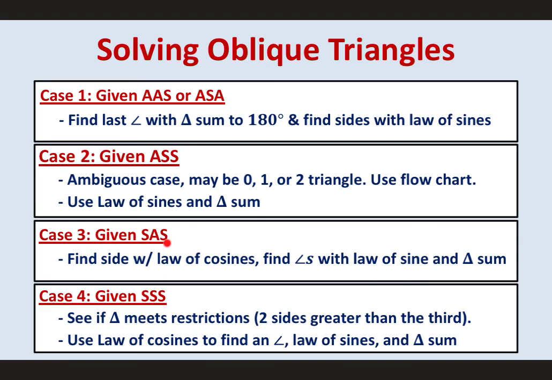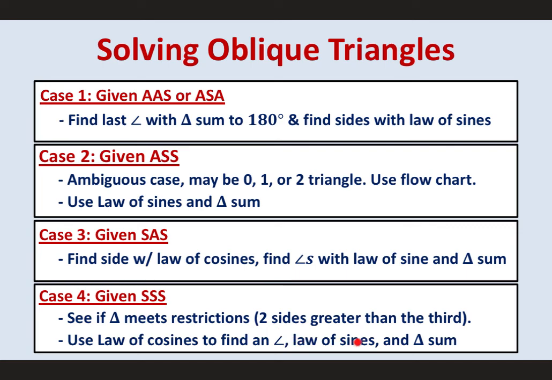Case three, you're given side, angle, side. You're going to find, with the law of cosines, one of the sides. You're going to find one of the angles with law of sines and then do triangle sum. Case four, you're going to see if the triangle meets the restrictions that two sides are greater than the third. And then you're going to use the law of cosines to find an angle. And then you have choices.